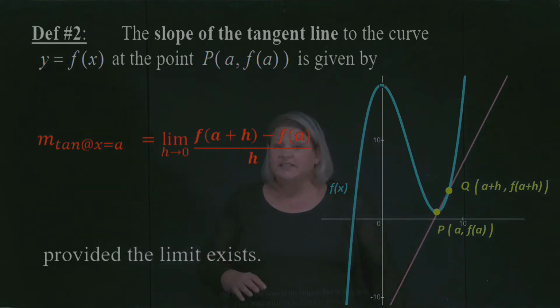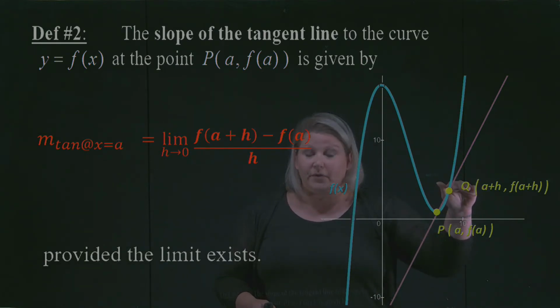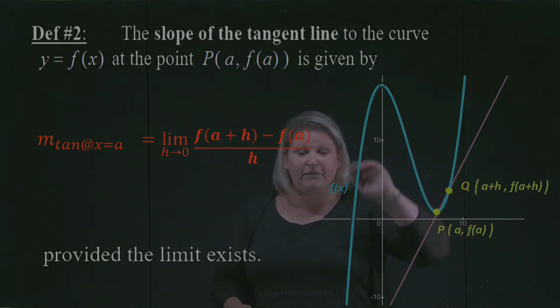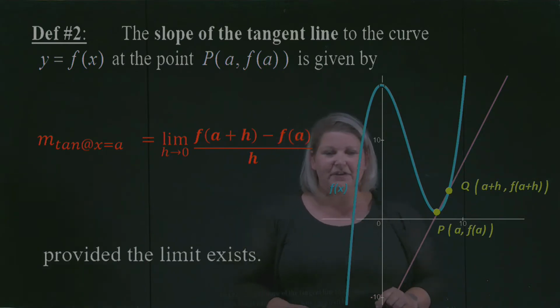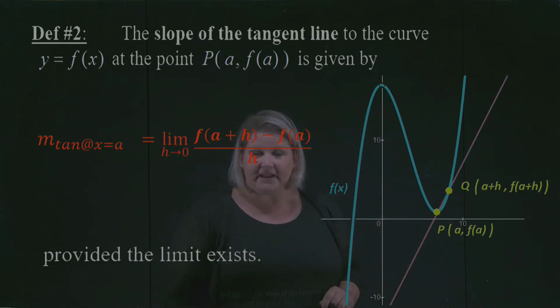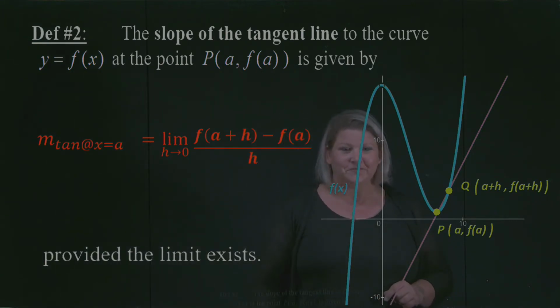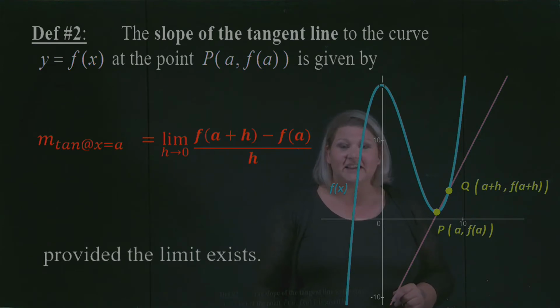This gives us our second definition for a limit. Again, this can be found by taking the slope formula of point Q and point P, finding the slope value, simplifying it, and then taking the limit as h approaches 0. And we can find the slope of the tangent as long as this limit exists.